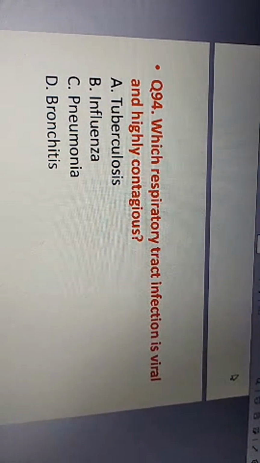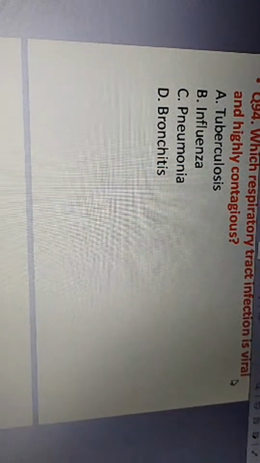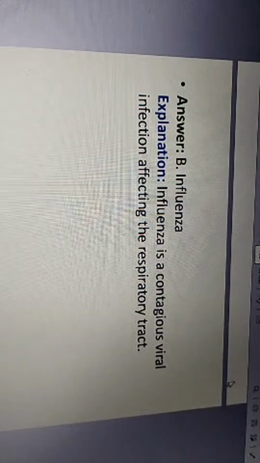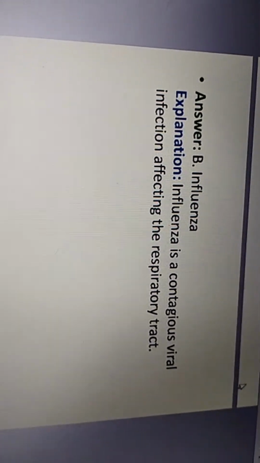Then which respiratory tract infection is viral and highly contagious? Option A tuberculosis, option B influenza, option C pneumonia, option D bronchitis. The correct answer is option B influenza. Influenza is a contagious viral infection affecting the respiratory tract.